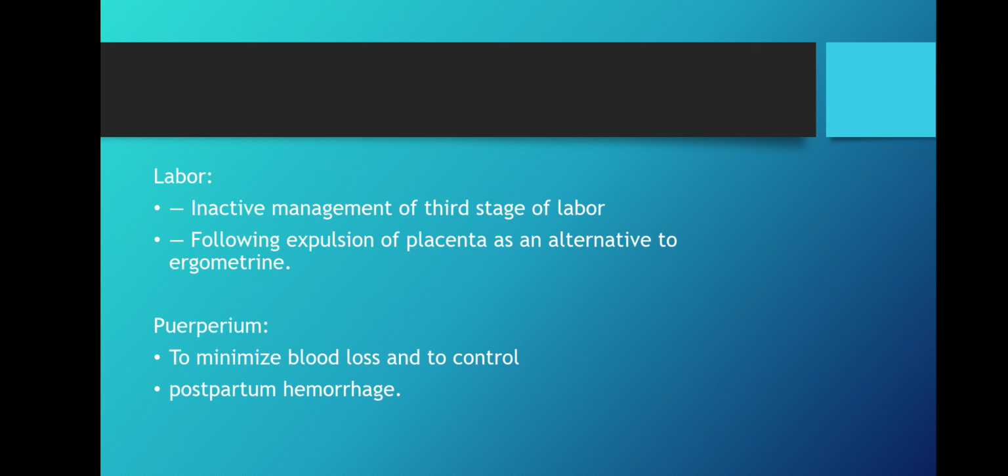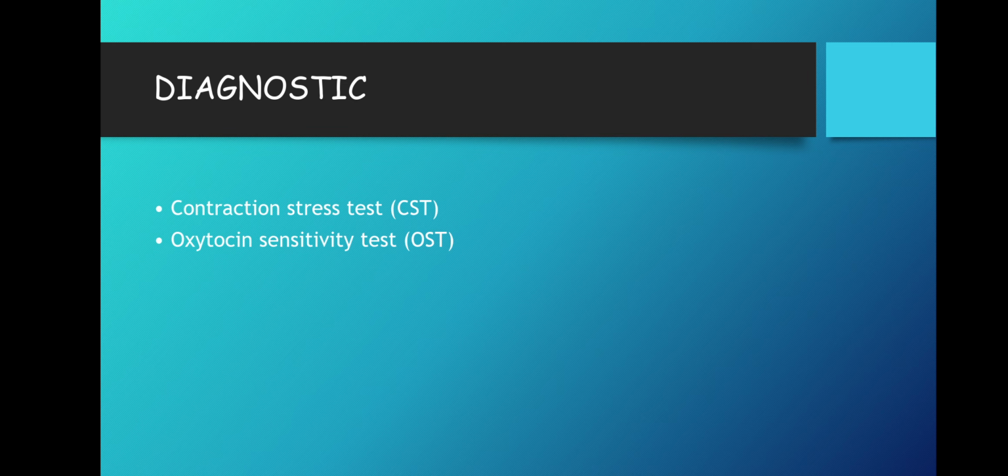The indication of oxytocin in labor is in active management of third stage of labor, following expulsion of placenta, as an alternative to ergometrine. Then in the puerperium, it's used to minimize blood loss and to control postpartum hemorrhage. Oxytocin can also be used as a diagnostic tool in the contraction stress test and in the oxytocin sensitivity test.